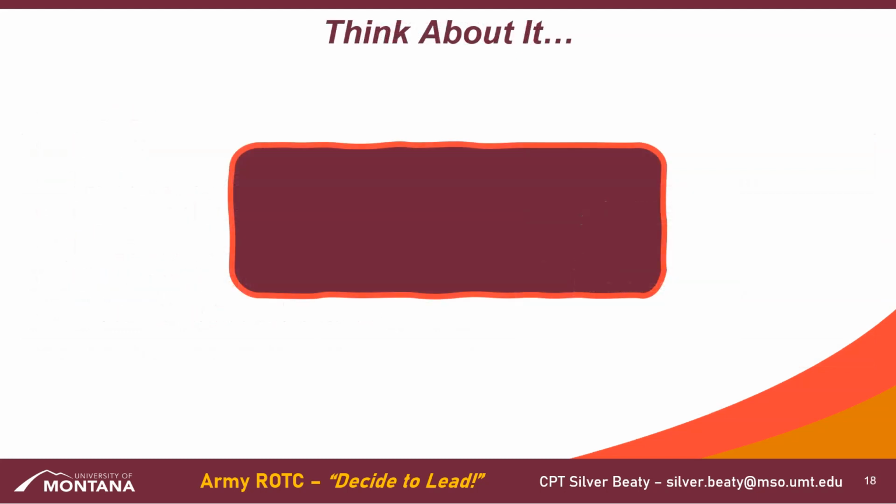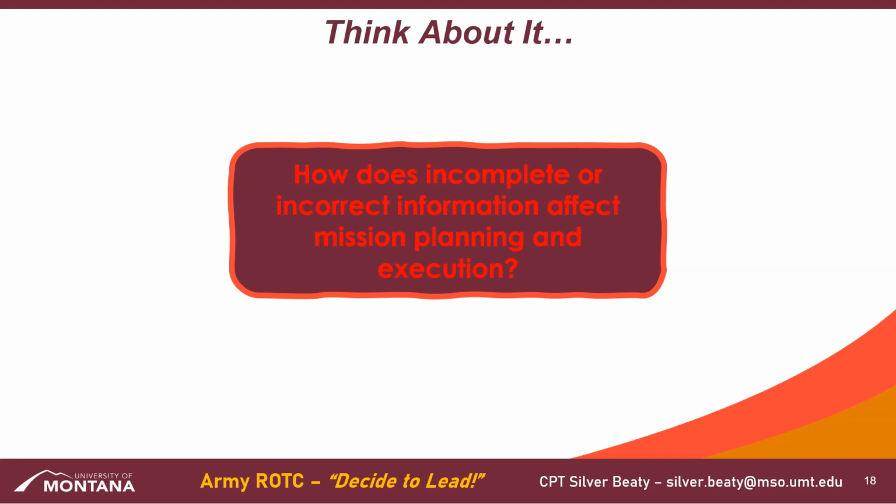And so take just another few seconds to think about this. How does incomplete or incorrect information affect mission planning and execution? Why is it so important that you have correct, up-to-date, and complete information? And hopefully your answer is so that you can correctly plan your mission and execute, because if you're working off information that's not complete and or incorrect, it could really throw everything off.